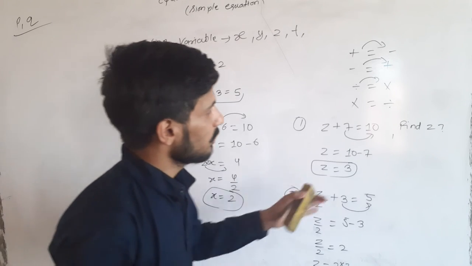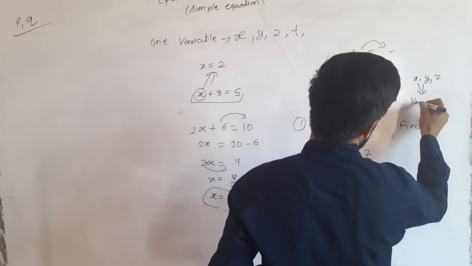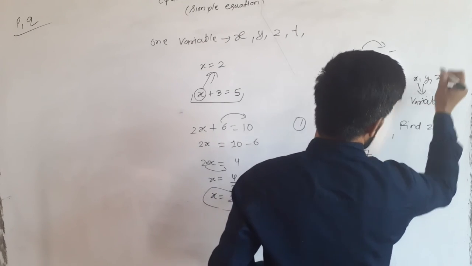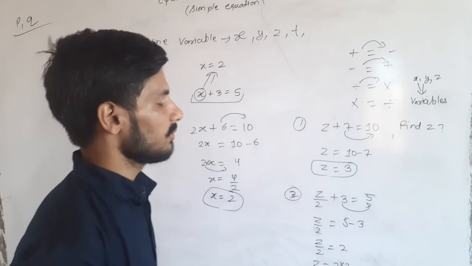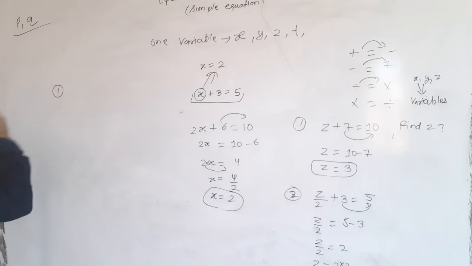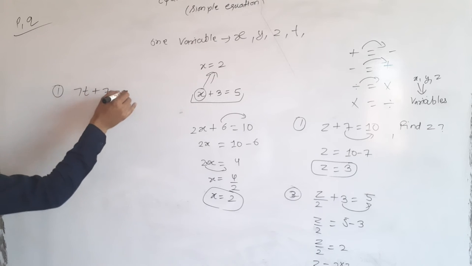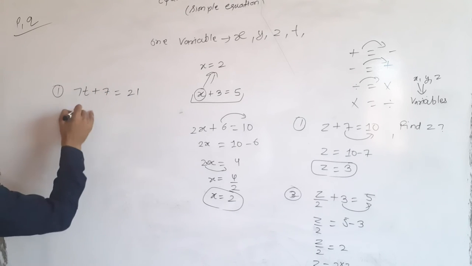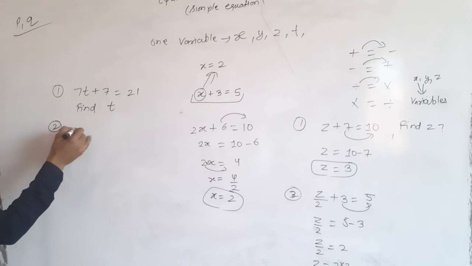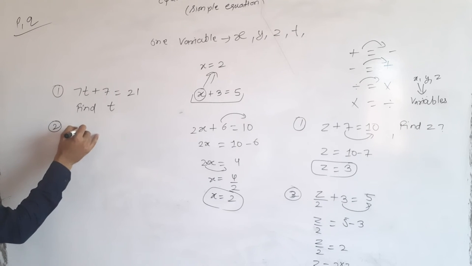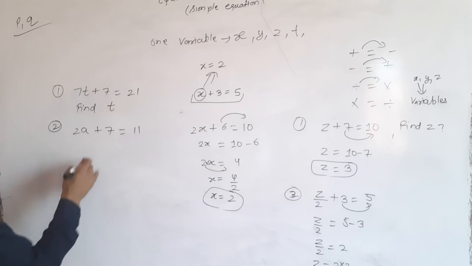So don't be confused about X, Y and Z, because these are variables. There is no effect on the equation because of these variables, okay? So the question: 3A plus 7 is equal to 20. Find the value of A. Second, 2A plus 7 is equal to 11. Find A.